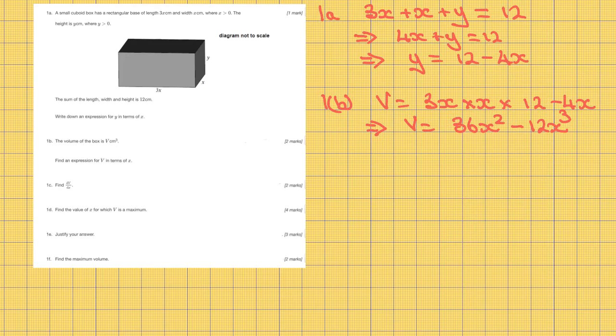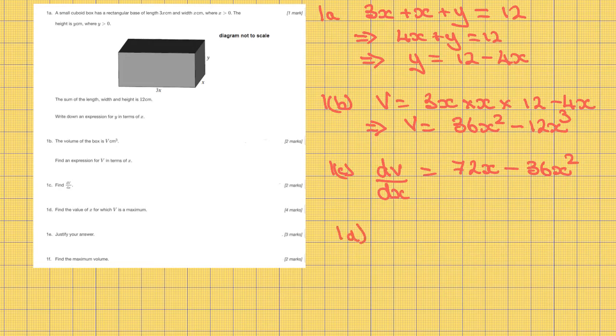1c. Find dv over dx. So dv over dx is equal to 2 times 36, which is 72x, minus 3 times 12, which is 36x squared. 1d. Find the value of x for which v is a maximum.